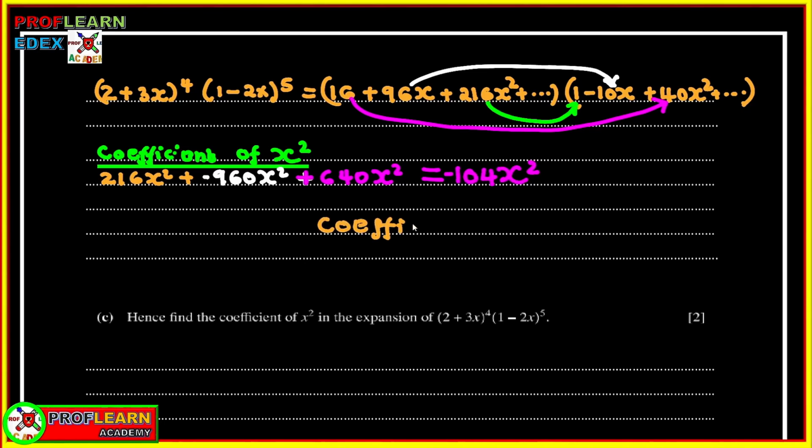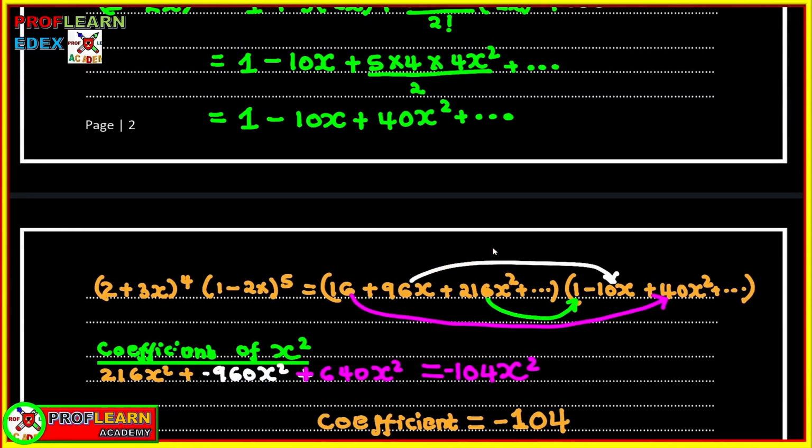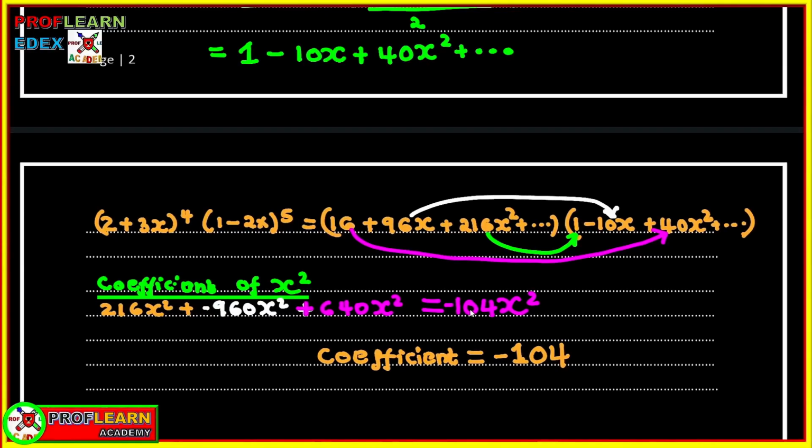Then now, since it's negative 104 x squared, which means we are going to pick the number in front of x squared, which is the coefficient that we were being asked. Right. So that's what you are supposed to do. So this question is helping you to remember how to use those two formulas. And because tomorrow you must be tested on binomial expansion, there must be a question on that.